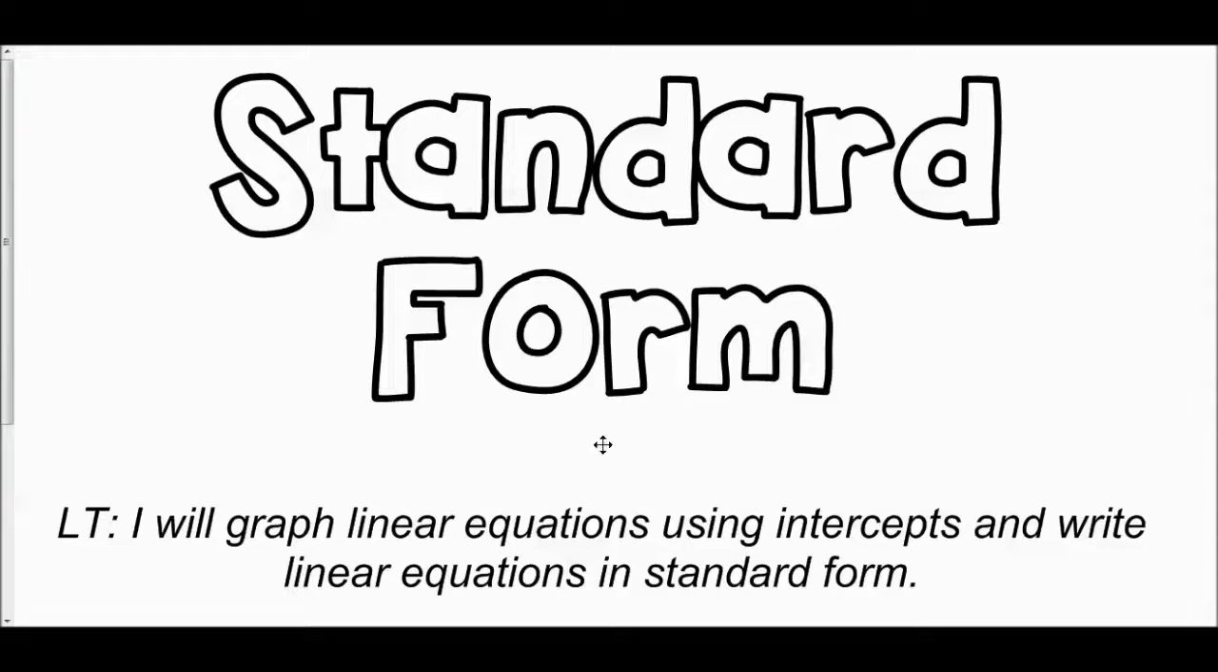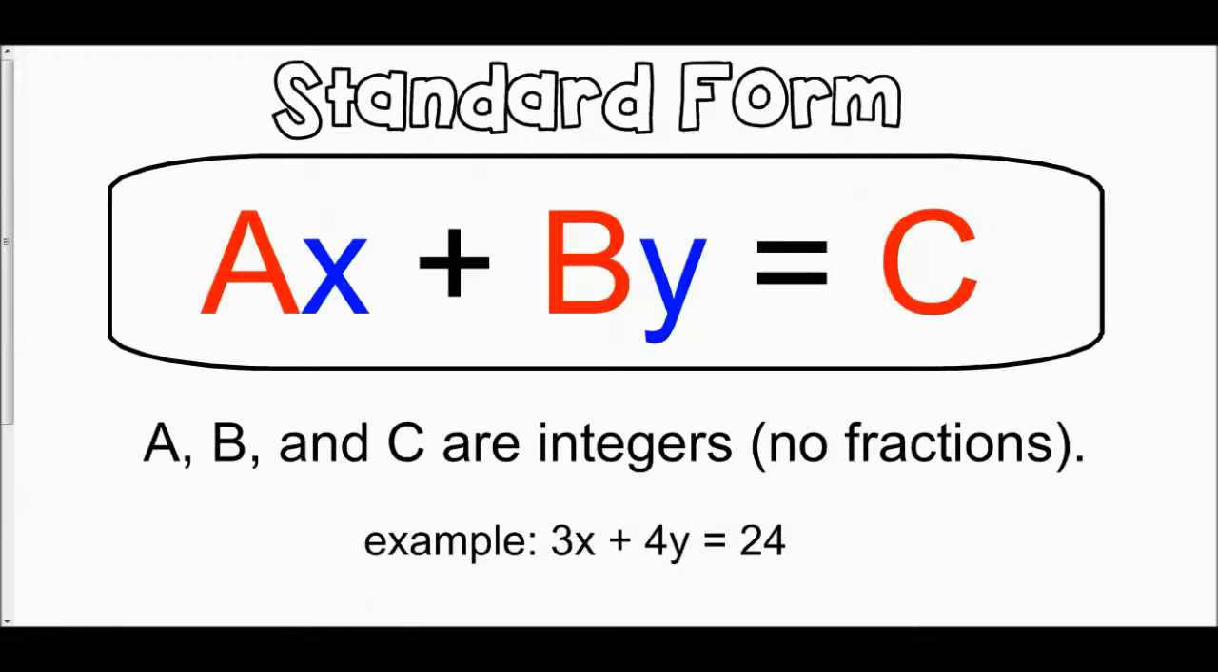With standard form, we see the third way to write a linear equation. Now, unlike the other two, you can't look at the name and know automatically what the key characteristics are. But as you're going to see, standard form is useful for finding your x and your y intercepts. So our target is that we will graph linear equations using intercepts, and then we will write those linear equations in standard form. So here is standard form.